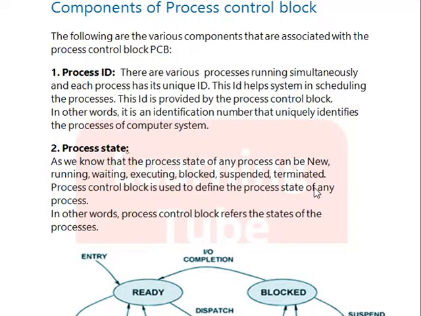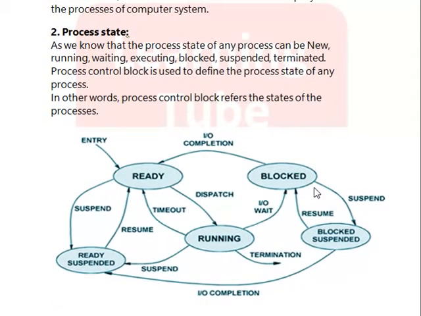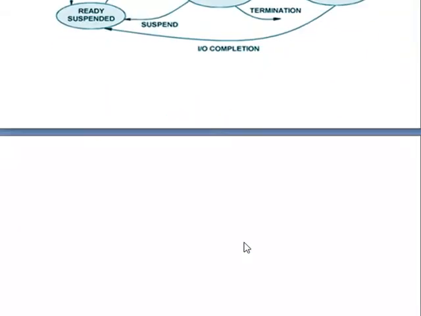Second, process state. Process state defines in what condition the process is executing or remaining in the main memory. As we see, when a PCB is created, it goes to the new state, and when it is ready to execute, then it goes to the ready state. If the processor is empty, the process is assigned to the processor and it goes into the running state. When the process is completed, it goes to the termination state. So these are the process states.